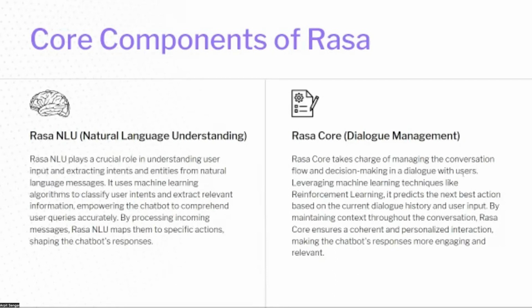Basically, leveraging machine learning techniques like reinforcement learning, it predicts the next best action based on the current dialogue history and user input. By maintaining context in the conversation, Rasa Core ensures a coherent and personalized interaction, making the chatbot's responses more engaging and relevant. So these were the two main core components of Rasa.